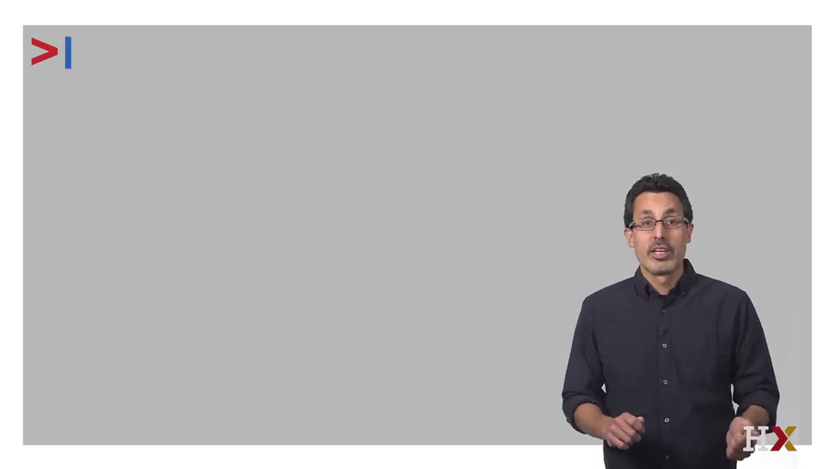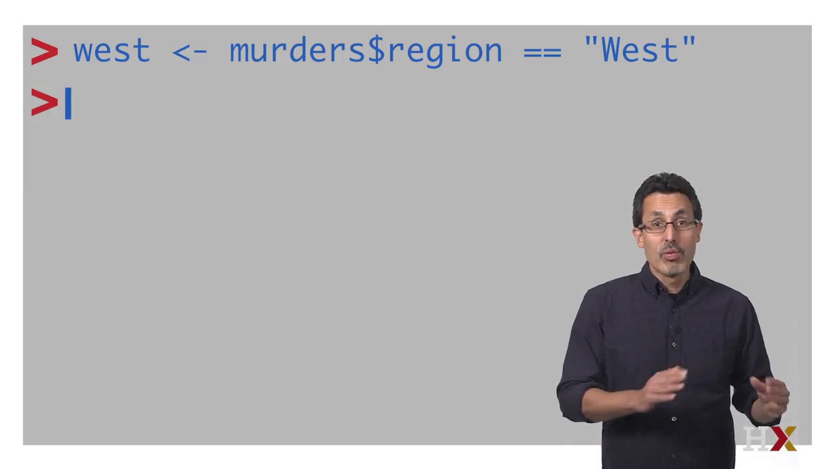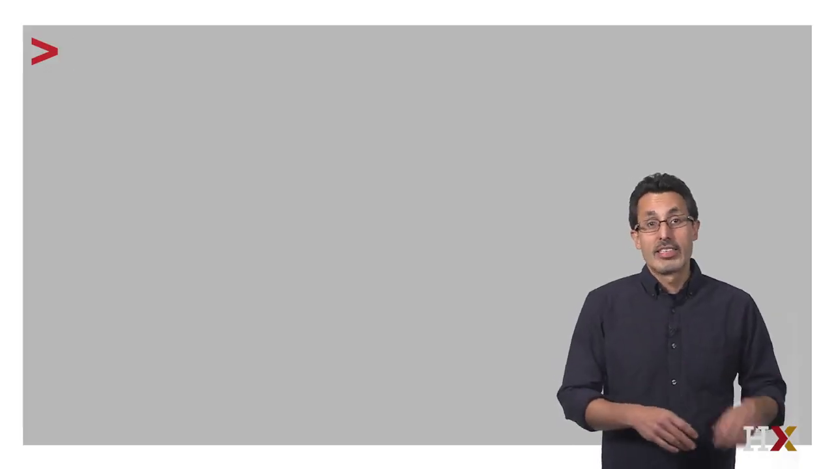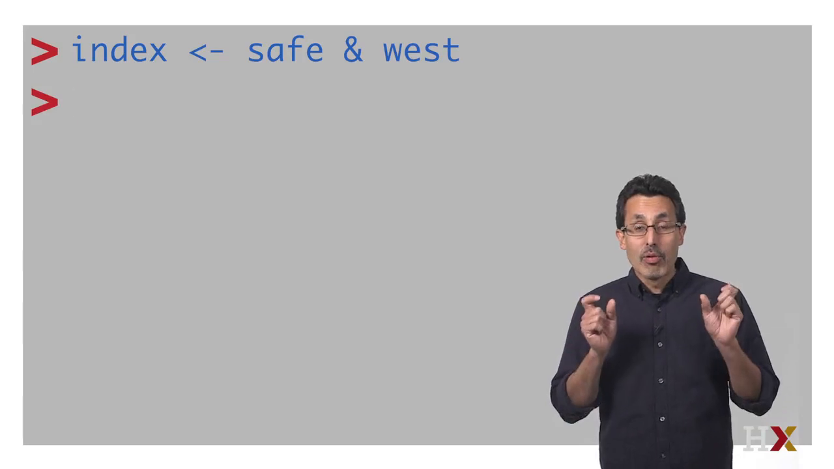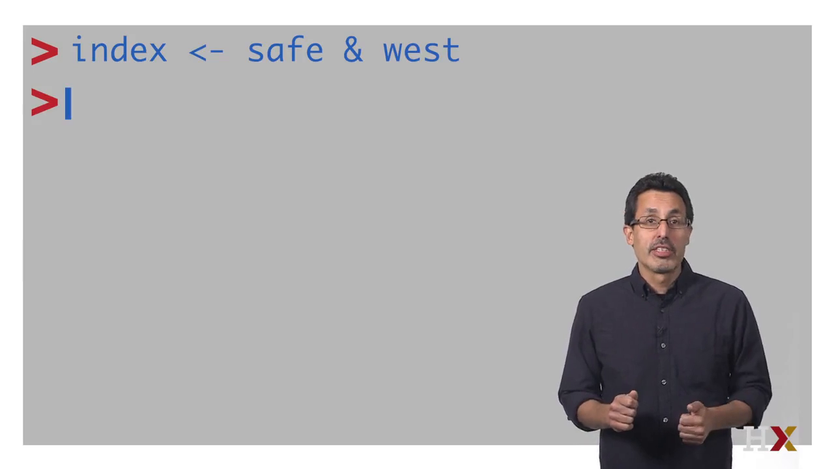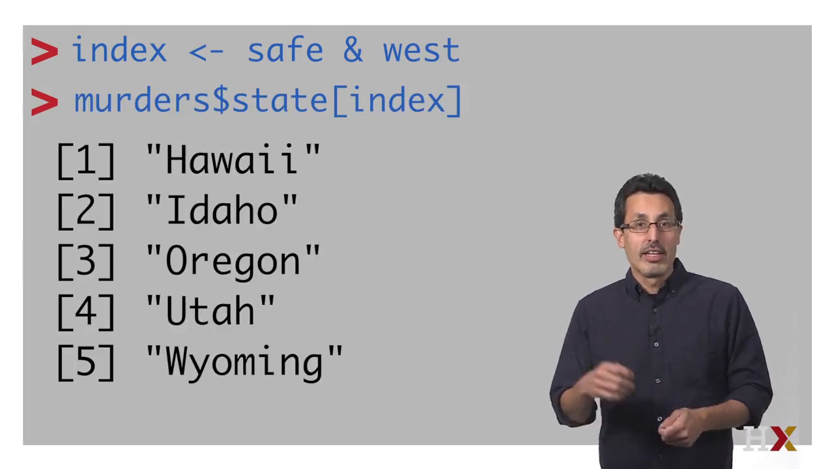Knowing this, we can use the AND to get a vector of logicals and find out which states satisfy our two conditions. Let's start by creating the two logical vectors representing our conditions. We want the region to be west, and we want the murder rate to be less than or equal to 1. We can use the AND to get a vector of logicals and find out which states satisfy our two conditions. We define index now as safe and west, and that will only be true when both entries of those vectors are true. Now we can see which states are both safe according to our definition and in the west.